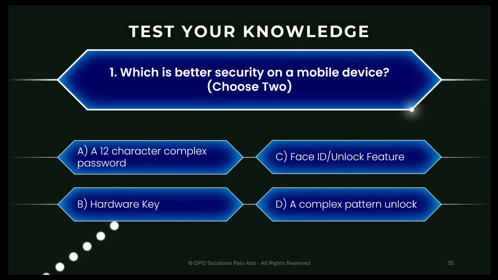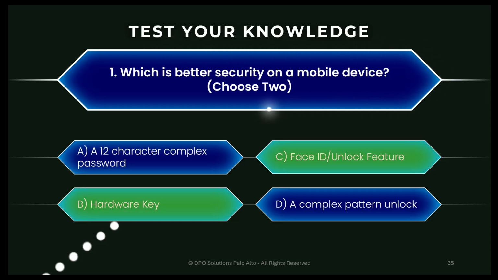So let's have a quick test of your knowledge. The question here is, which is better security for a mobile device? Choose two of the options. So the answer on this slide is B and C, as they rely on physical elements, i.e. a facial scan and a physical key that you must plug in.